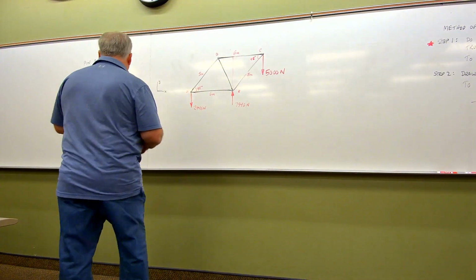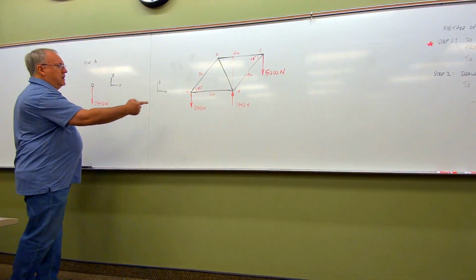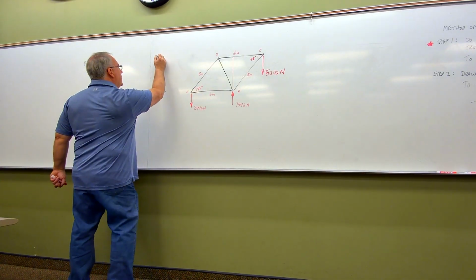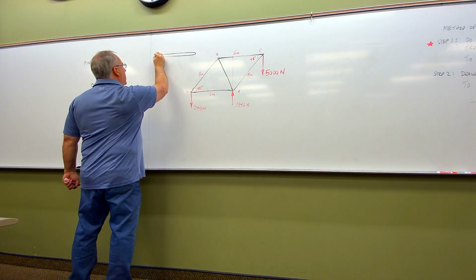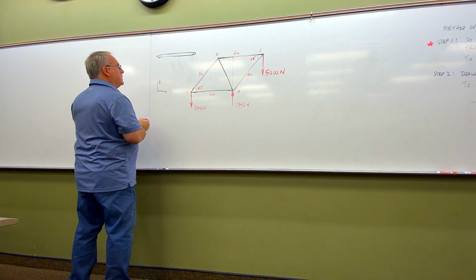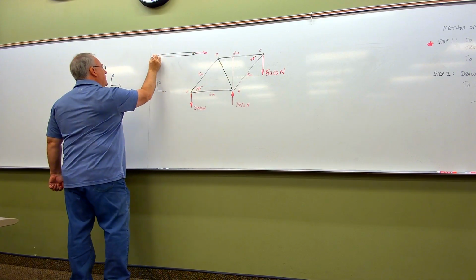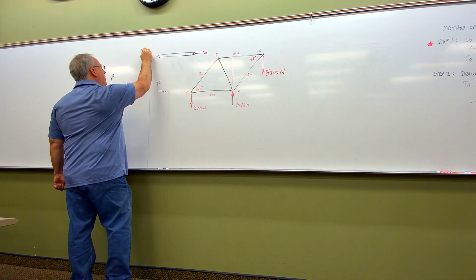Meaning, folks, let's take a look at this. Let's say that I contemplate member AB right here. So if I draw member AB, it looks something like that. And I'm going to assume that the forces are in tension, meaning that if I drew those forces, then the arrowheads would have to be going away from the member, right?